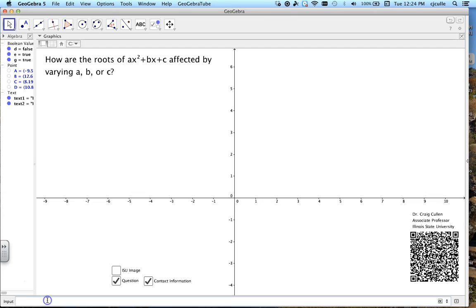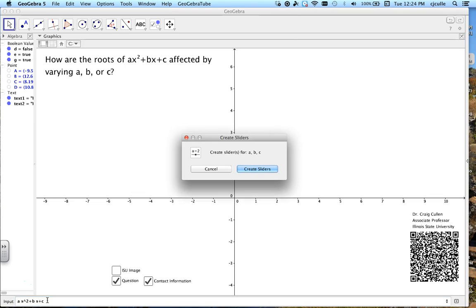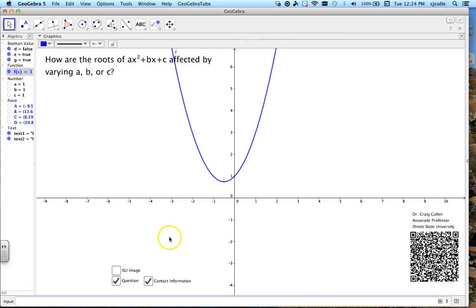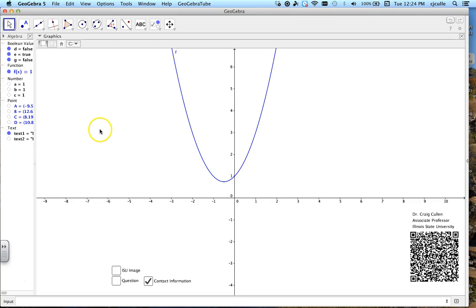I'm going to move down into my input bar. I'm going to type a space x squared plus b space x plus c. You may or may not need the spaces, but just to be safe, put them in. I hit enter. It should ask me if I want to create sliders. I'm going to say okay, and I'm going to turn that question off so it's out of my way.